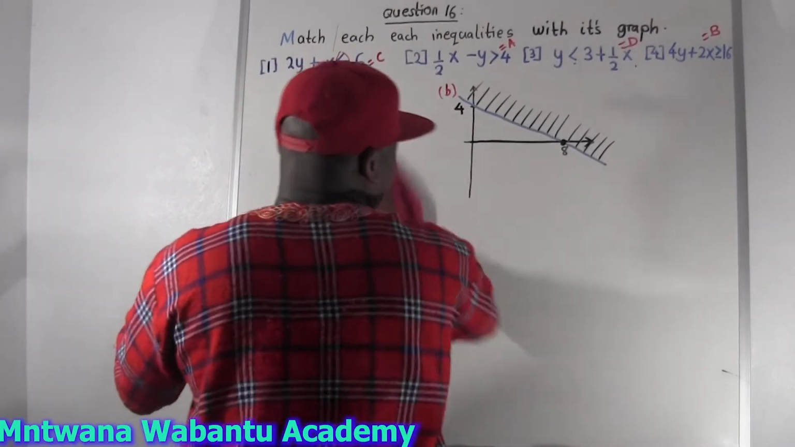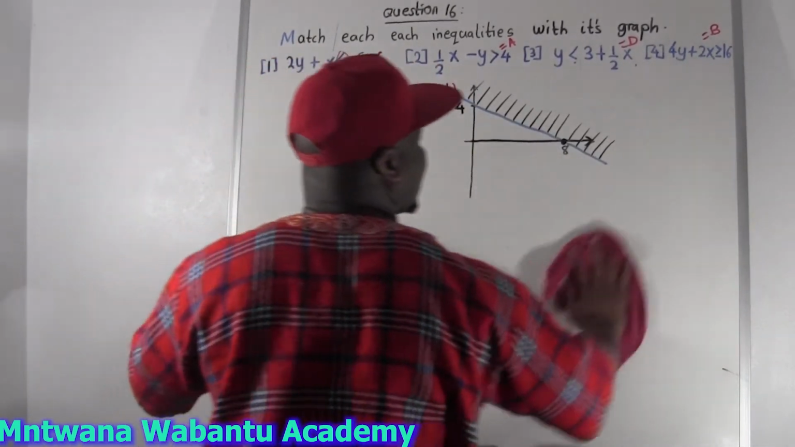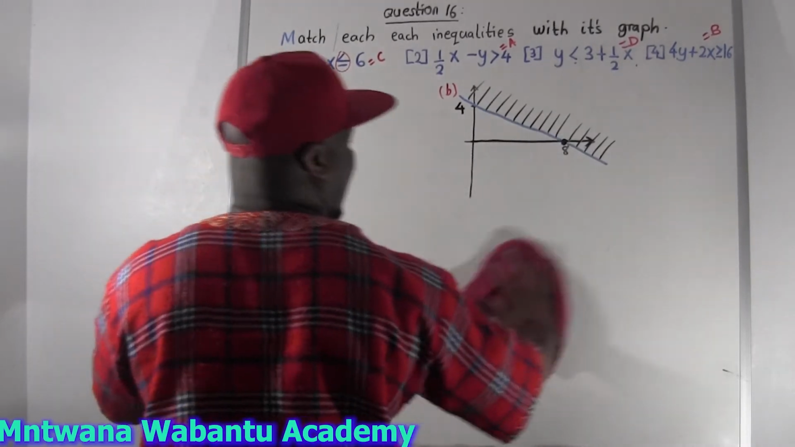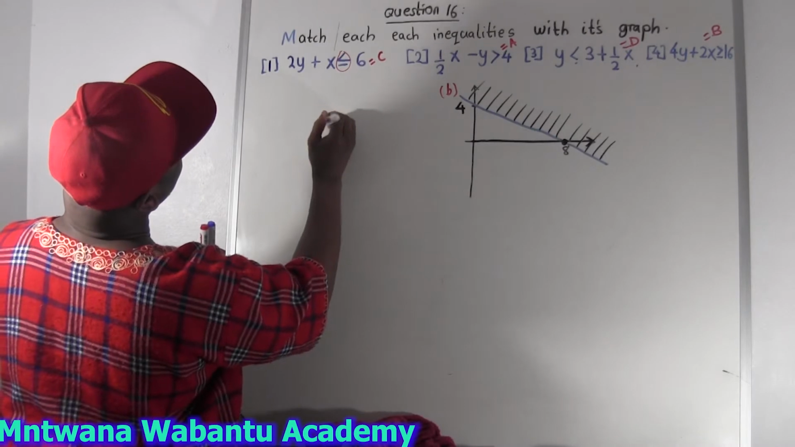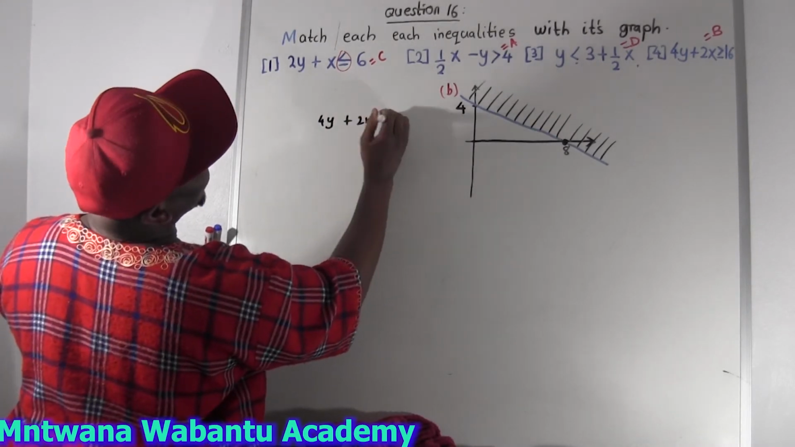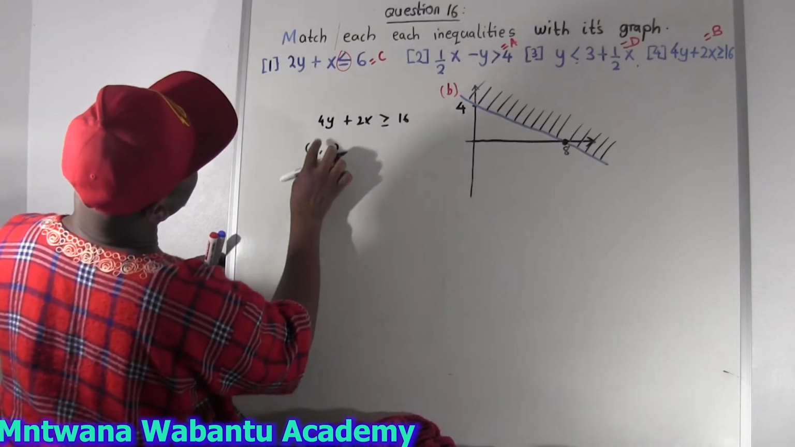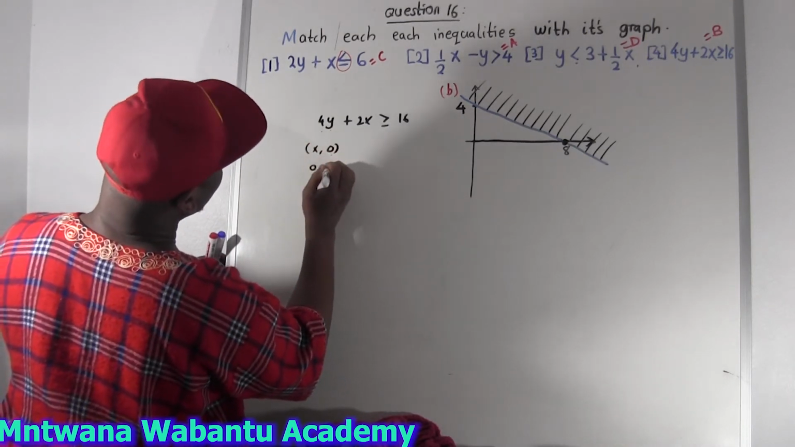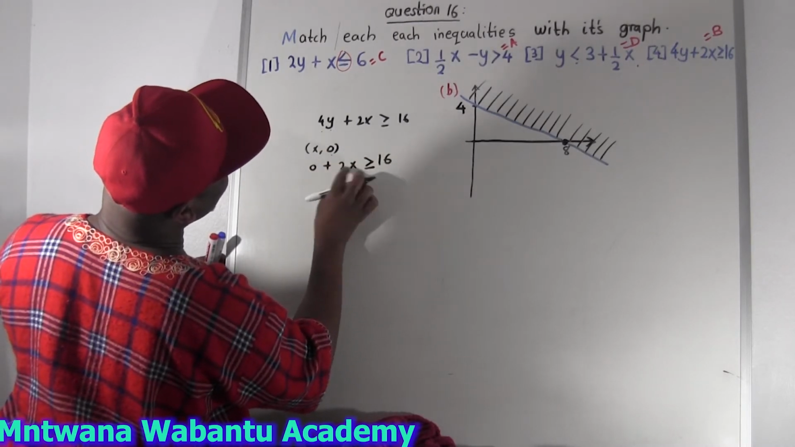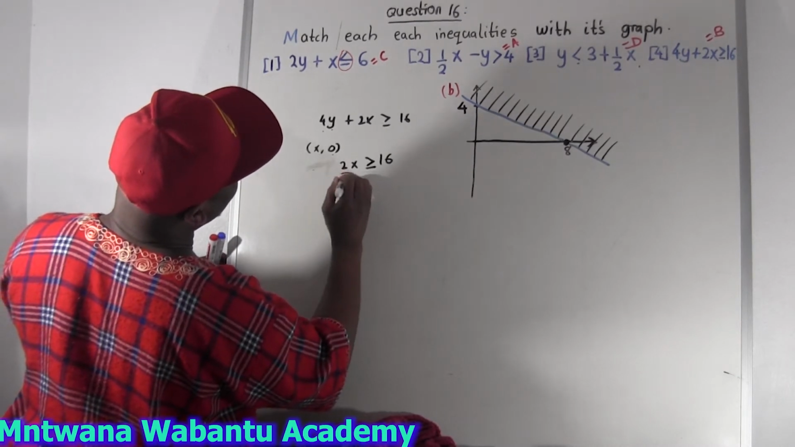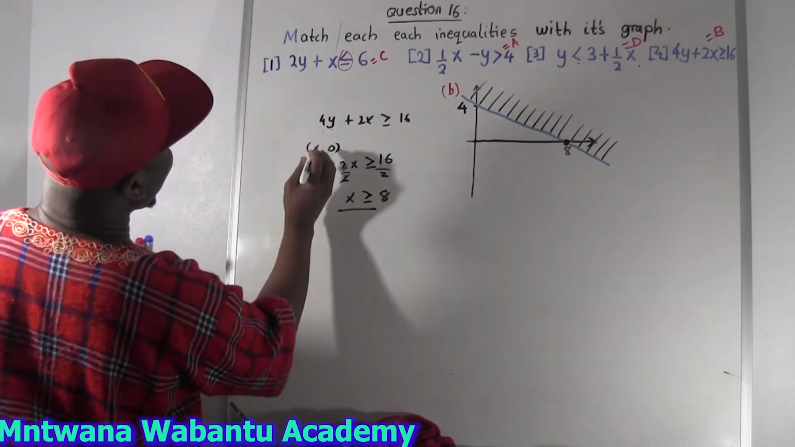Okay, I'm going to do the same approach. Now let's go. So we have 4y plus 2x greater than or equal to 16. We know that for the x intercept, y equals 0. So 4 times 0 is 0, plus 2x greater than or equal to 16. So 0 plus 2x is just 2x. Divided by 2, x is greater than or equal to 8. So the x intercept equals 8.